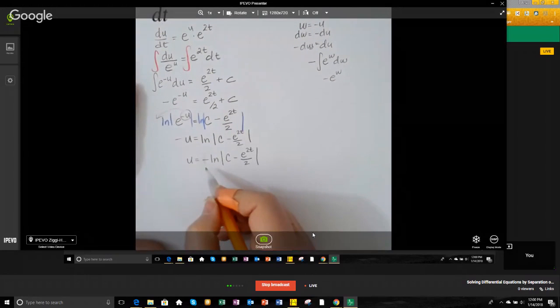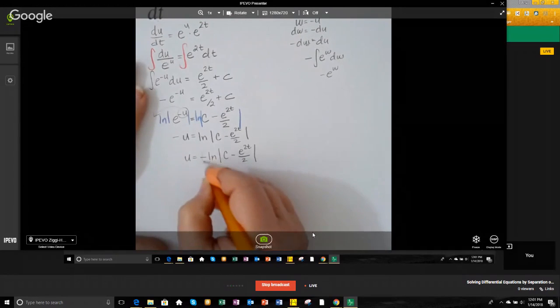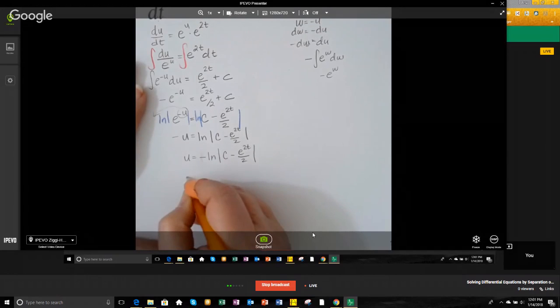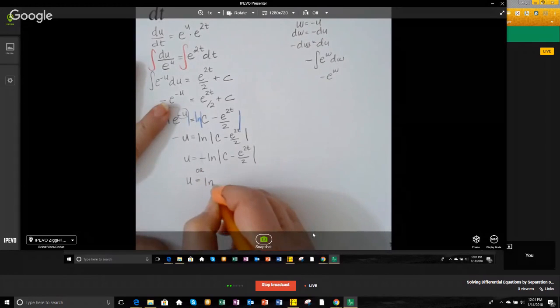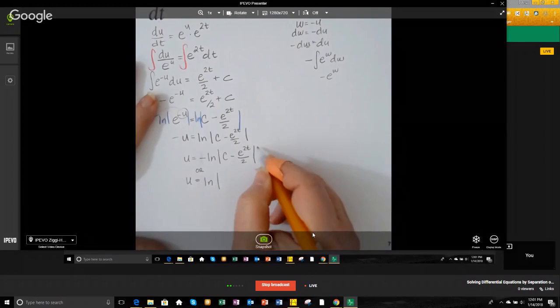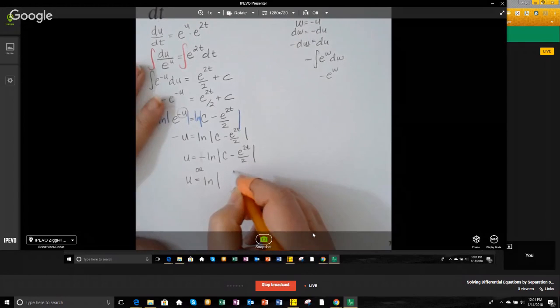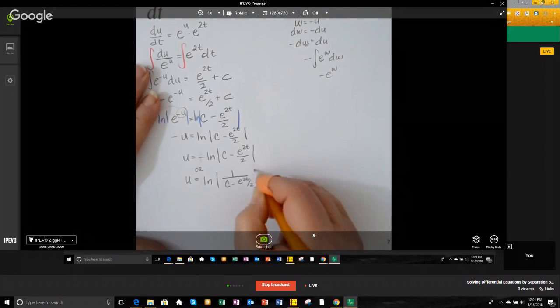Now, some people don't like to have a negative in front of here. So what we can do is raise this negative up to the exponent, and we can say that u equals the natural log of the absolute value. And when you put a negative 1 up here, that means all of this is going to go in the denominator. So it would be 1 over c minus e to the 2t over 2.